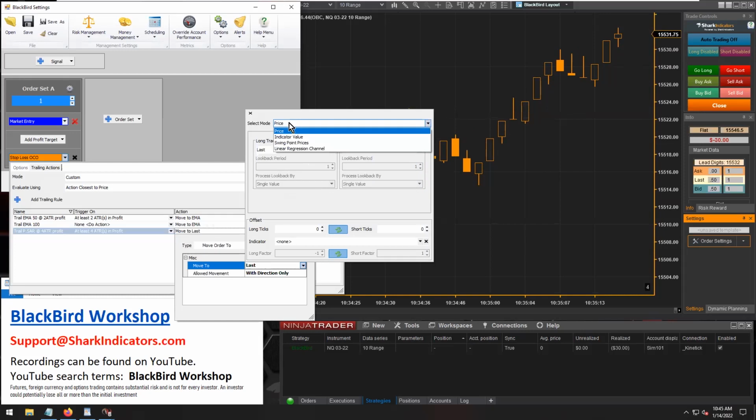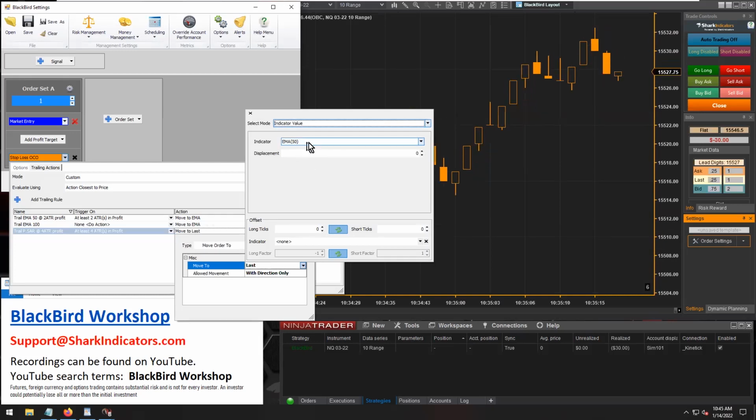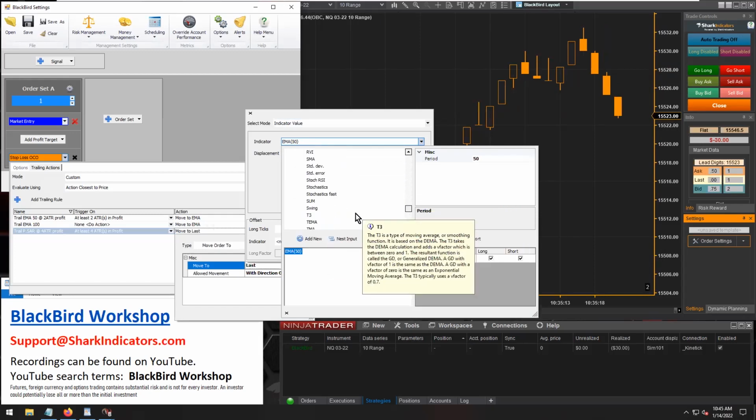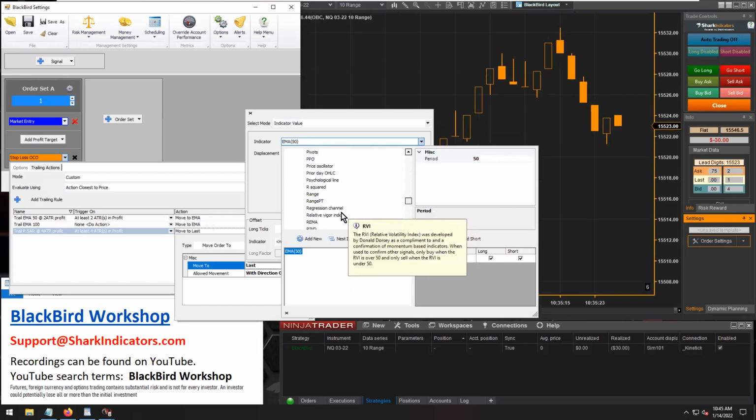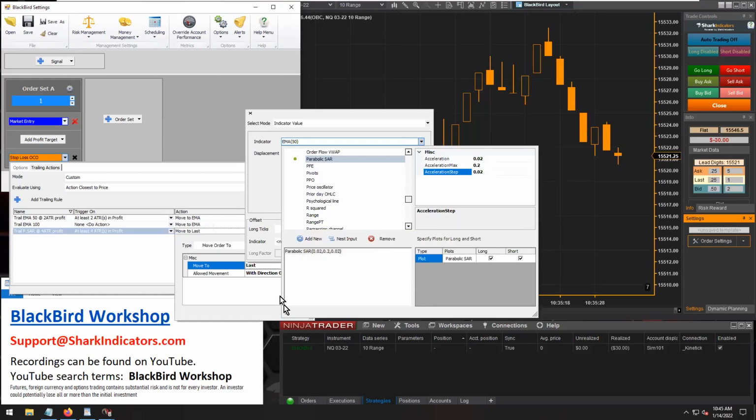Again, change our mode to indicator value, and then go into the indicators list and scroll down to the P's. There's the Parabolic SAR. And of course, remember to adjust any of the Parabolic SAR settings if you're using custom settings there, like so.